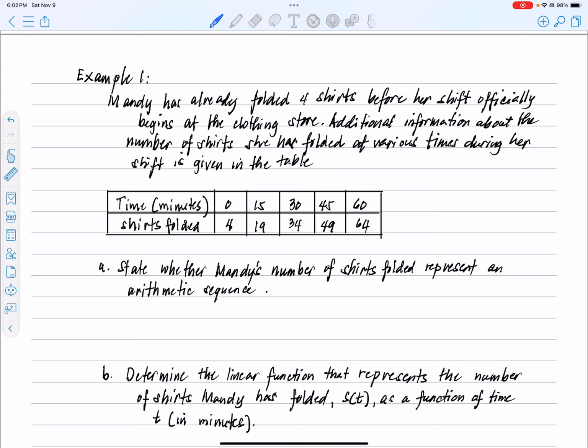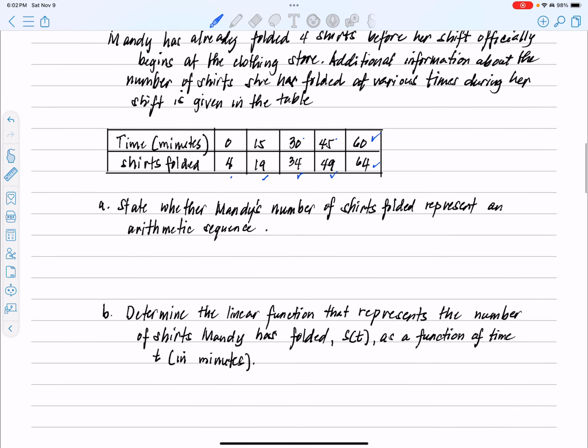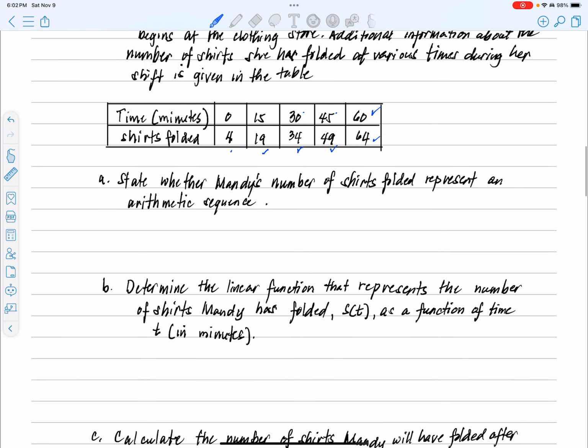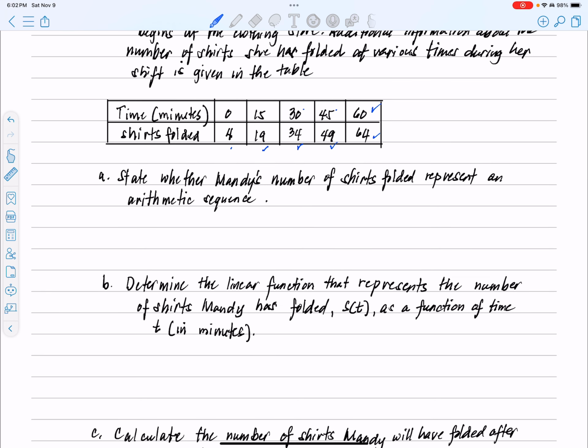Okay? So after how many minutes would that be? 15 minutes, she folded 19. After 30 minutes, she folded 34. 45 minutes, 49. 60 minutes, 64. All right. The first question is, state whether Monday's number of shirts folded represents an arithmetic sequence.